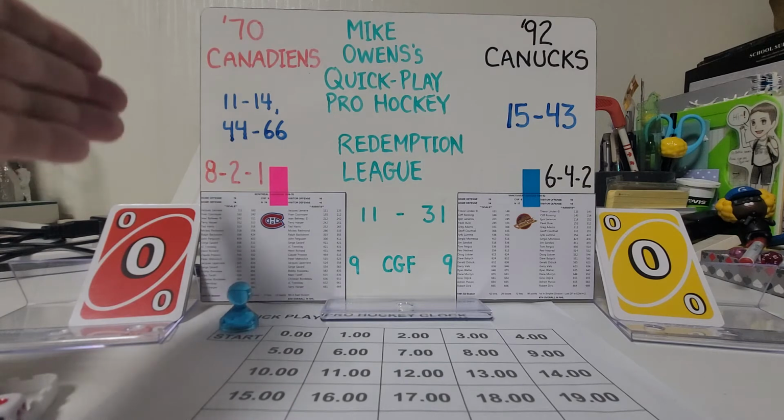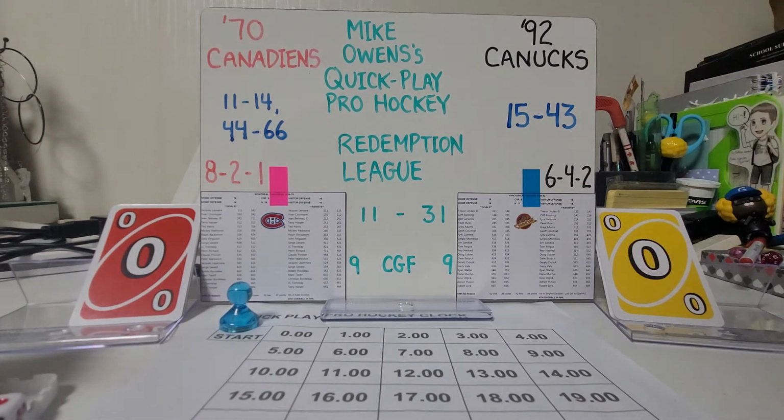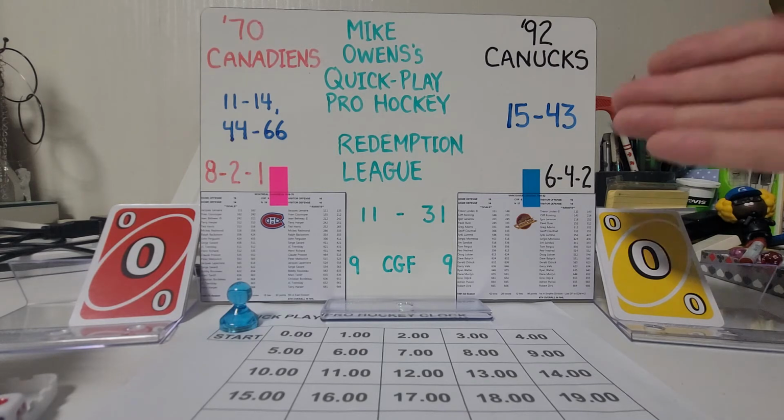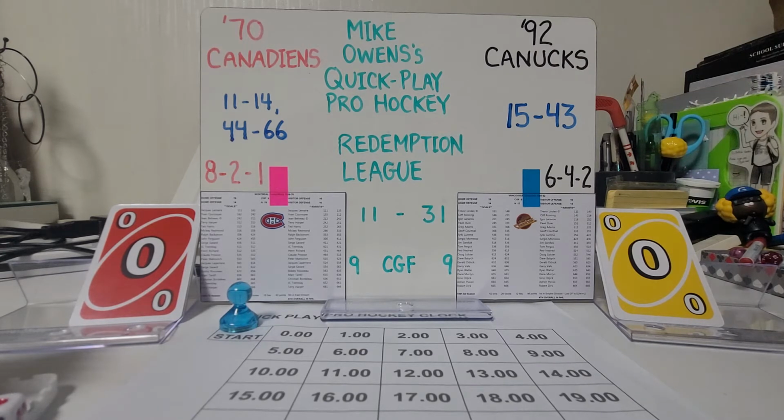The Hawerchuk Conference is much more wide open, the Mikita Conference being a lot tighter. The 92 Canucks are coming into this with a record of 6-4-2. They are actually tied with the 1985 Winnipeg Jets for first overall in their conference, and they are in different divisions. The Canucks are in the Henri Richard division, and perhaps somewhat ironically, the Canadiens are not in the Henri Richard division, but rather the Joey Moss division.